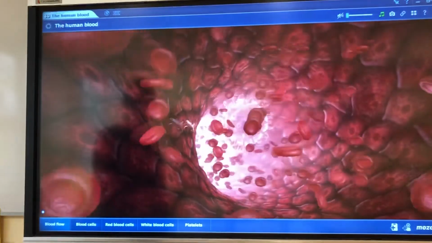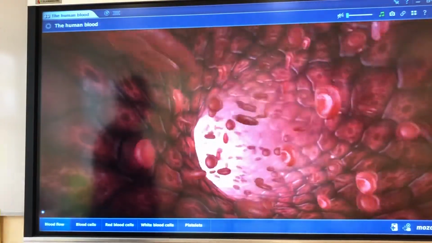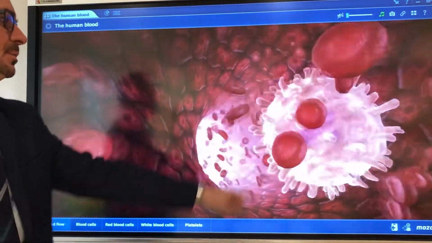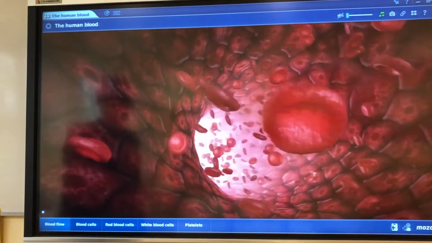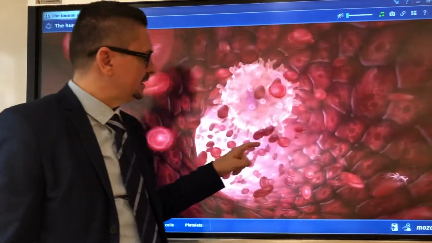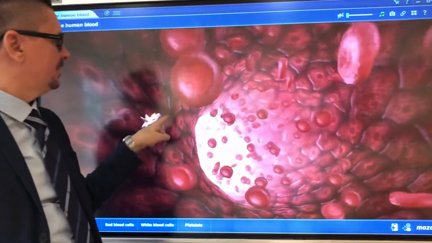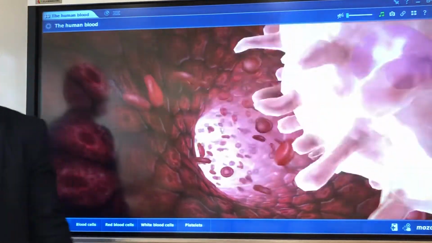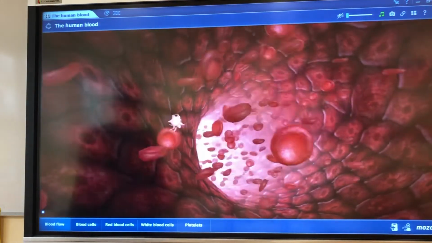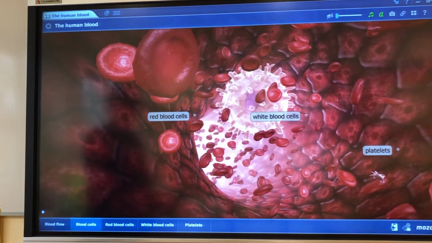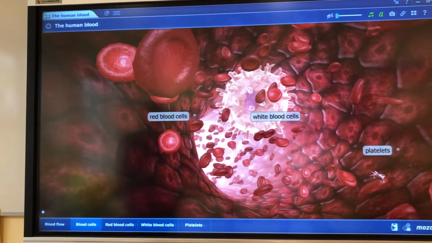They are like tiny discs. And look at that big one. That's a white blood cell. There's one more coming again. And if you are analyzing this image really carefully, you can see the tiny little pieces flying there. These are the platelets. We are going to speak about the different functions of these. So if you have a look at this picture, red blood cells, white blood cells and platelets are here, but let's start with plasma.